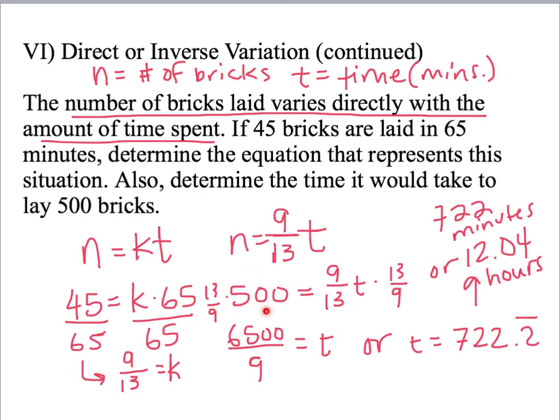Plug in the 500 for number of bricks and solve. I solved here by multiplying by 13/9 on both sides. 6,500 over 9, when I divide, is 722.2 repeating, so about 722 minutes, or about 12.04 hours to lay that many bricks. That's a long day of bricklaying.